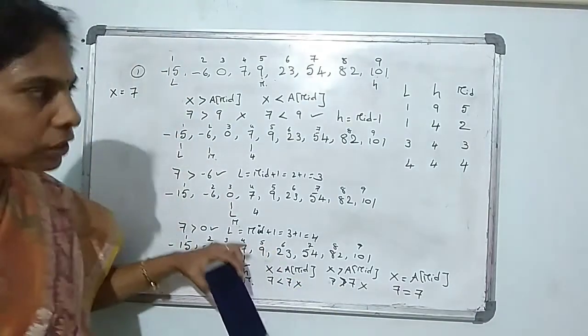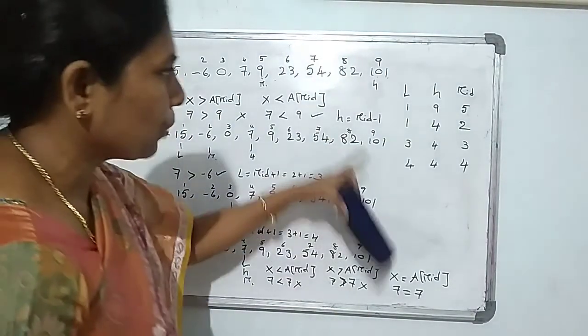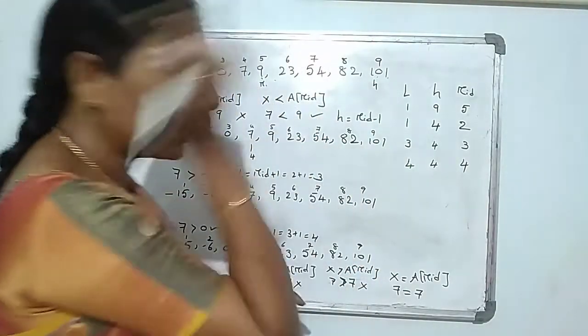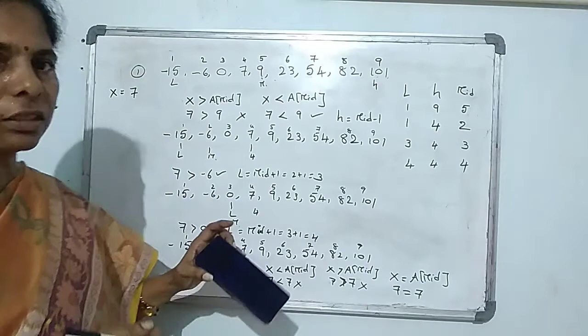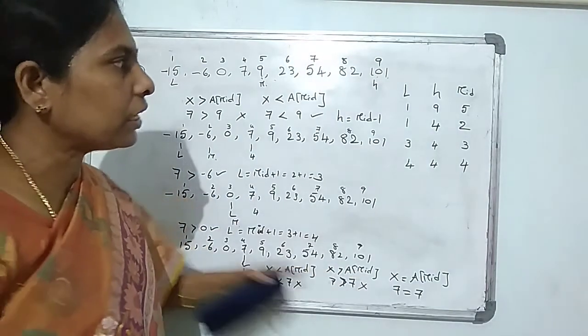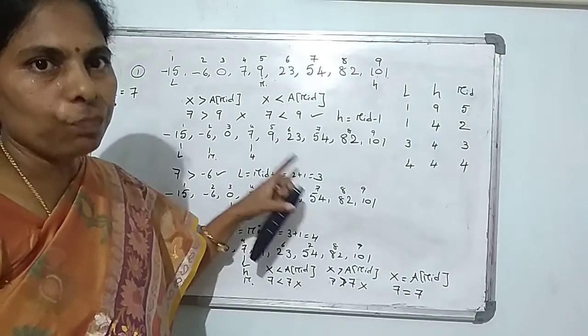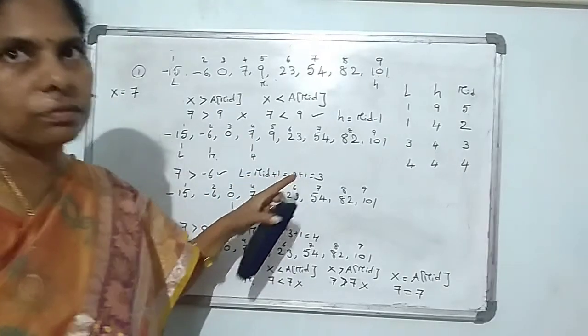So in that also you can find out how many comparisons are done. 1, 2, 3, 4. So in that also you are having 4 comparisons for taking this one. So similarly you can take any element. Okay, so this is the example of the binary search.